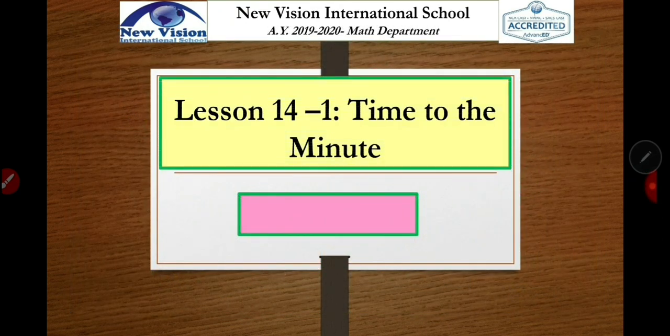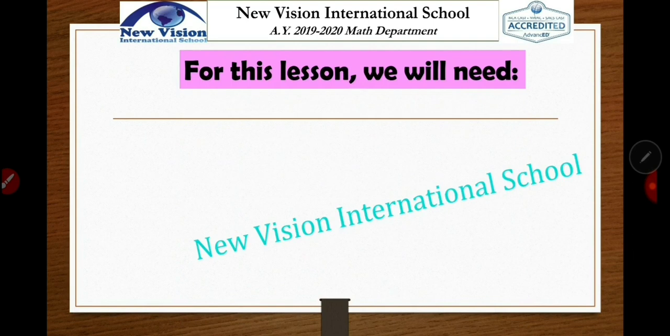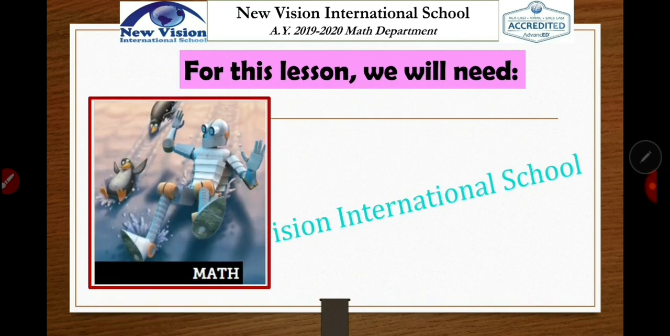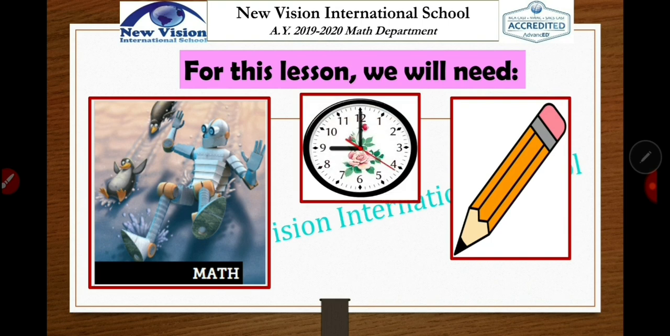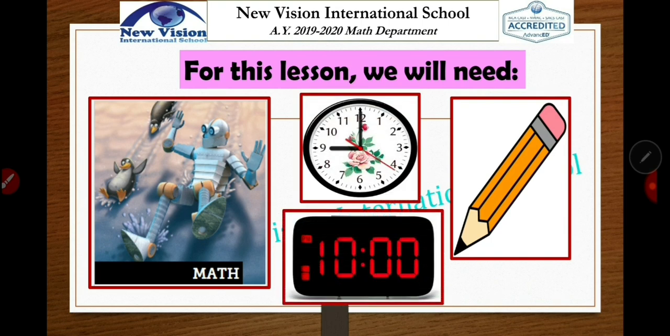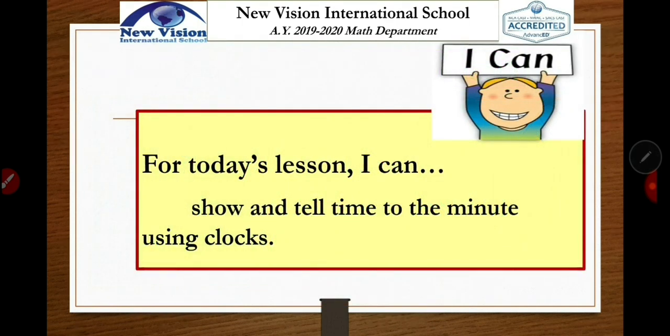All right, so this is part 2 of our lesson. We have topic 14, lesson 1, time to the minute, on pages 739 to 742. Are you ready? For this lesson, we will need again your math book, your pencil, your analog clock, and your digital clock. Okay? All right, so for today's lesson objective, you say, I can show and tell time to the minute using clocks. Very good.